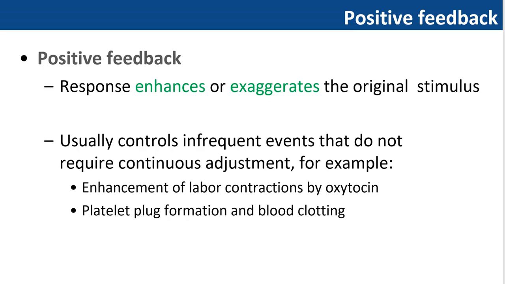Okay, so the other mechanism we have is positive feedback. In positive feedback, the response is going to enhance or exaggerate the original stimulus. Positive feedback mechanisms exist in our body, but they are rare. The formation of blood clots and uterine contraction in childbirth are examples of positive feedback mechanisms.